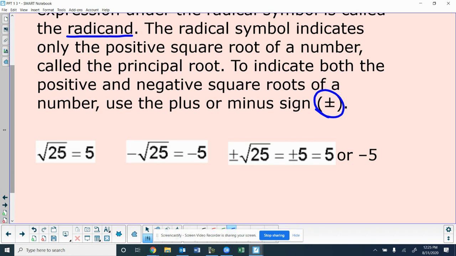Because if we get technical, 5 times 5 is positive 25, right? And negative 5 times negative 5 is also positive 25. So if we want to get technical, we should do that every time in our answer, because actually both of those are correct answers. Okay, simple, right?